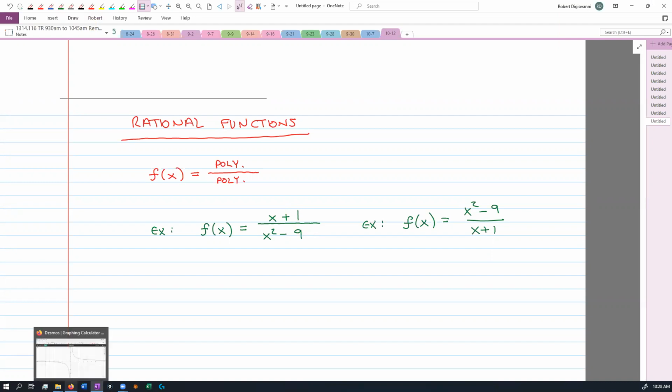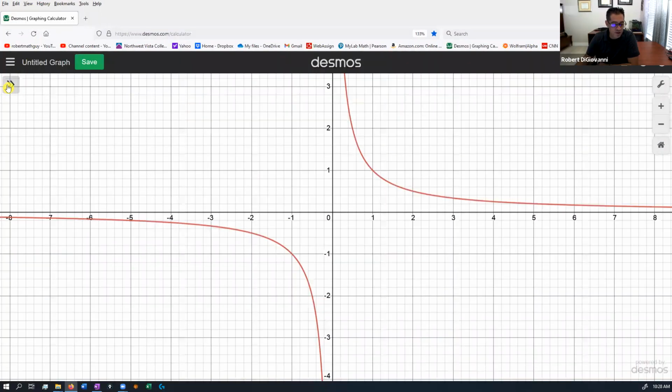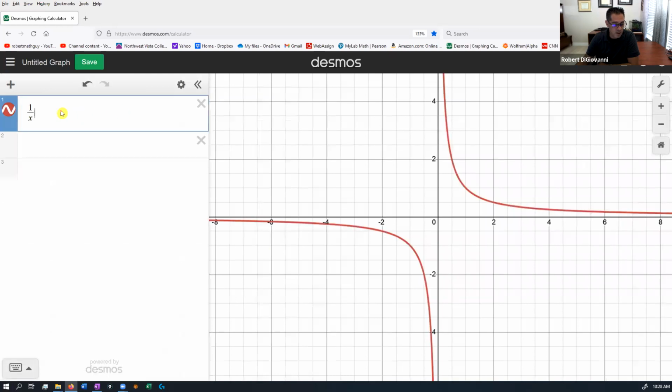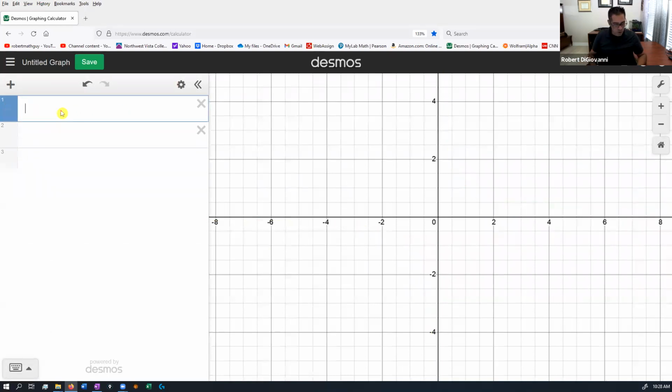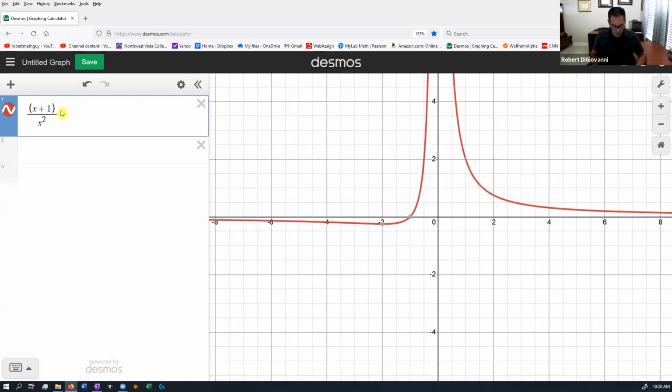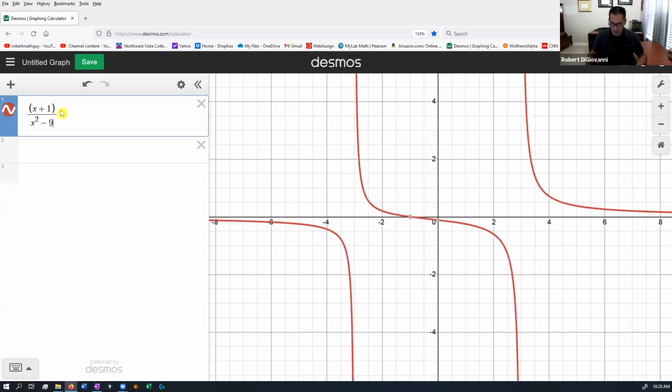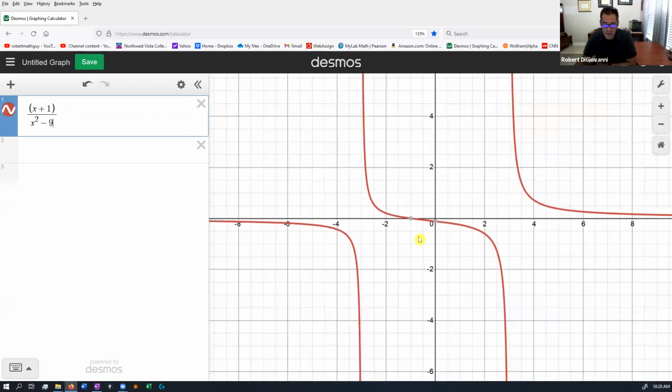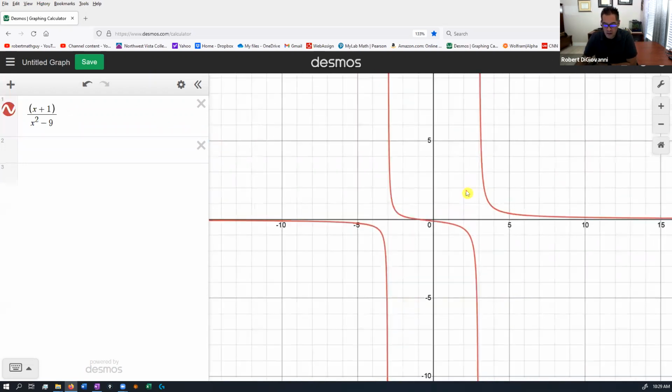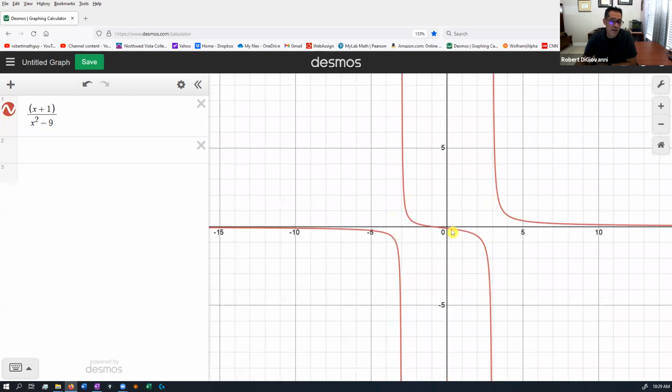Let's look at them. I'm going to graph these for you because I want you to see just how ugly these things are. Okay, the first one is x plus 1 over x squared minus 9. Okay, there's the graph of the first one. We're going to have to try and graph this. It's not going to be fun. Here's the other one.